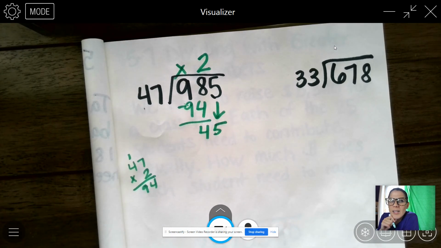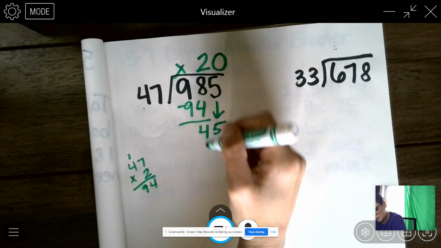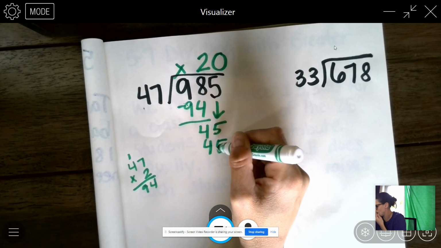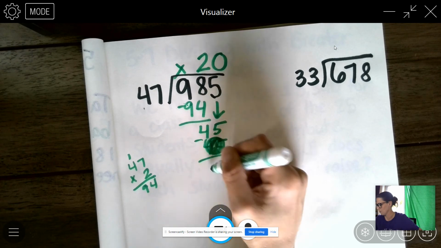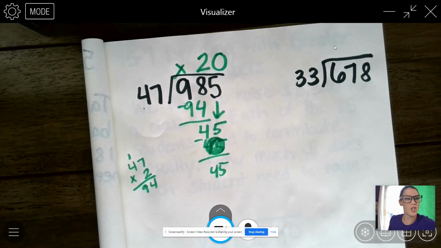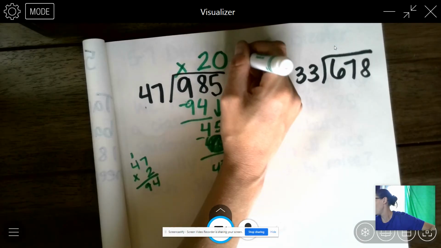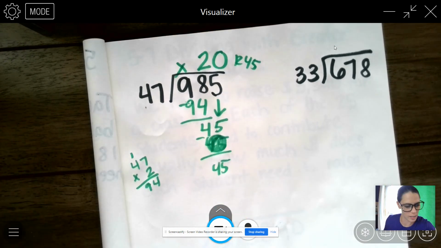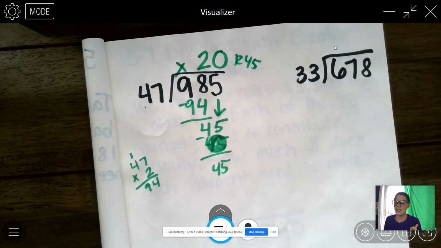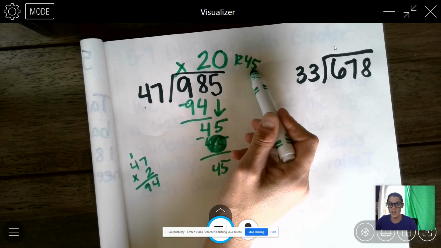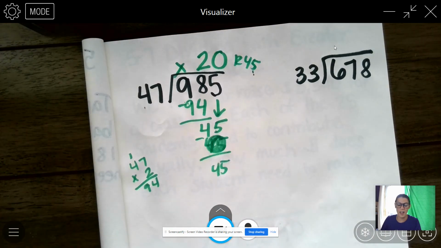Uh-oh. Can 47 fit into 45? It can't. So what would I put up in my quotient? I would put a 0. Now go ahead and do your subtraction. Oh, sorry. That should be a big 0. So I actually get 20 with a remainder of 45 for that answer, which seems crazy, but remember, 45 is smaller than 47. And if I checked this with multiplication, I would be right.